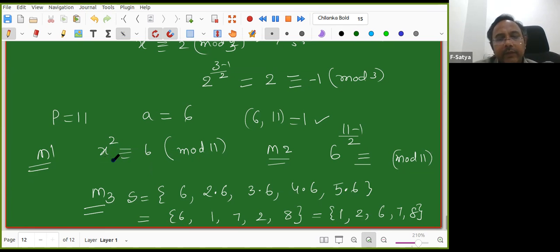1 square is not 6, 2 square, 3 square, 4 square. 4 and 5 only I need to check. 4 square is 16, but it is not congruent to 6 modulo 11. 5 square is 25. 25 is not congruent to 6 modulo 11. So with this, I'm getting the answer. What is 6 power 5? So you'll get -1 here. Okay, you can check it.